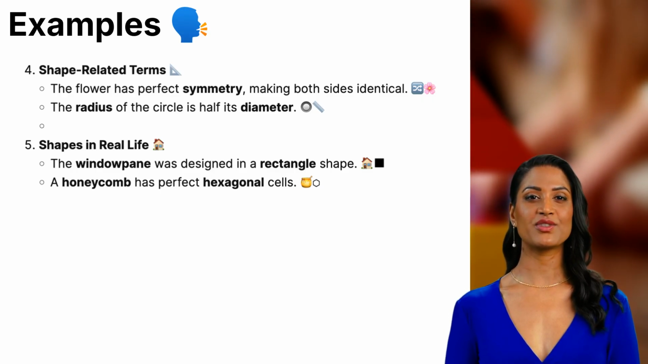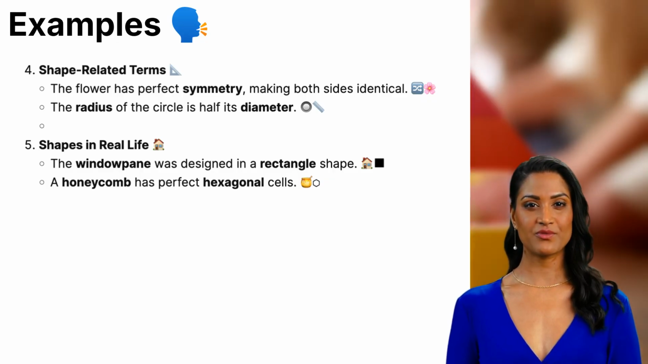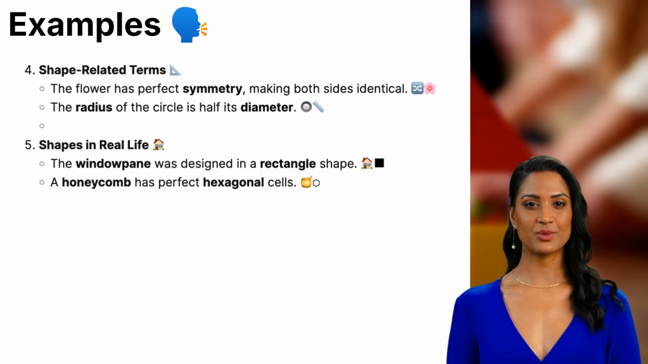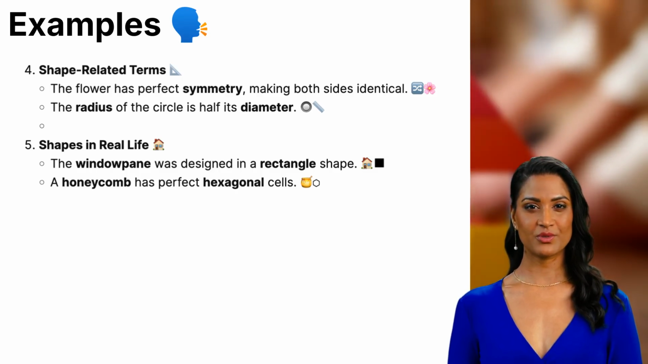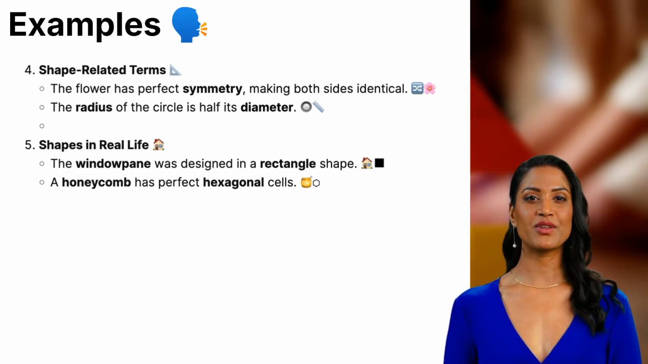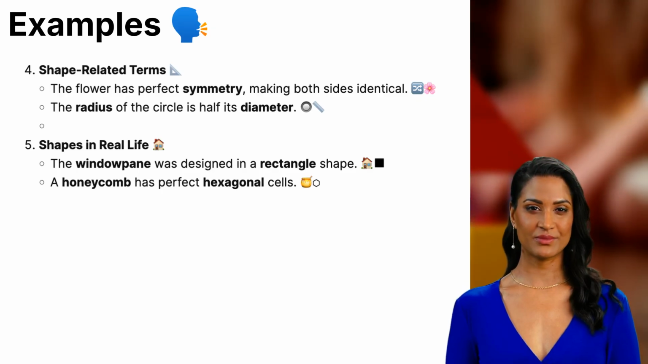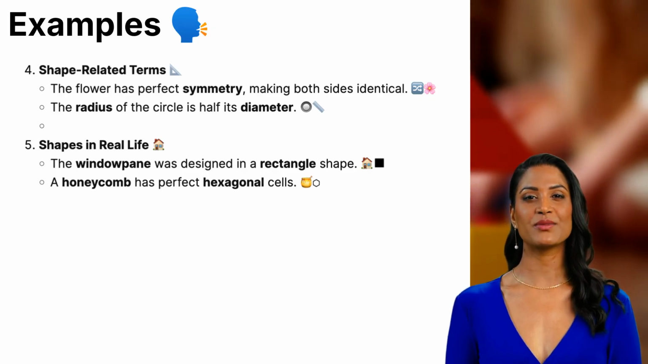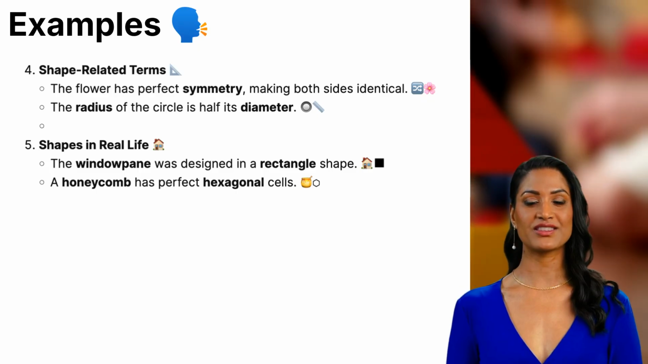The radius of the circle is half its diameter. The radius measures from the center of a circle to its edge, while the diameter goes across the whole circle. 5. Shapes in real life. The window pane was designed in a rectangle shape. Many windows are rectangular because this shape allows for a better fit and stability.